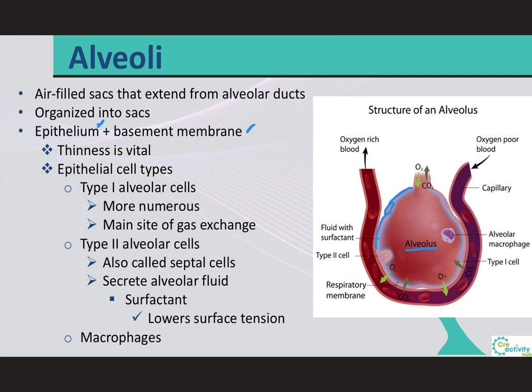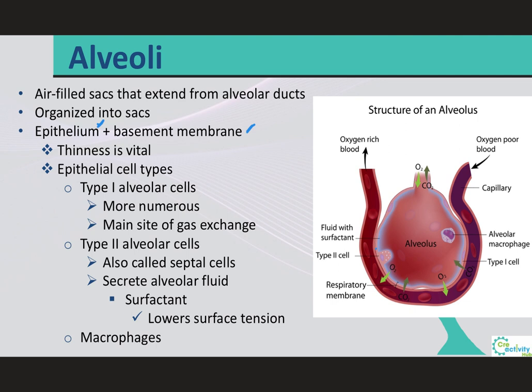Think of it this way: because we need to have a gas exchange occur really fast, then it makes sense that the alveolar wall will be thin, because if it was thick, then it would take longer for the gas exchange to occur. And this is why the alveolar epithelium is made up of simple squamous epithelium.